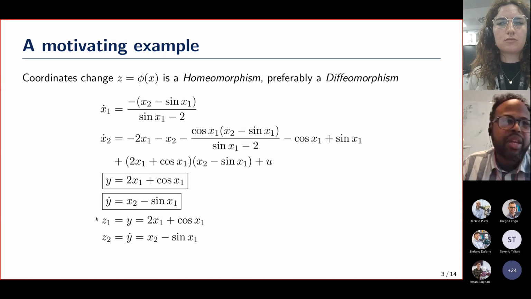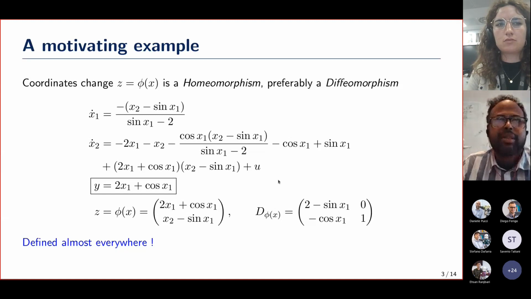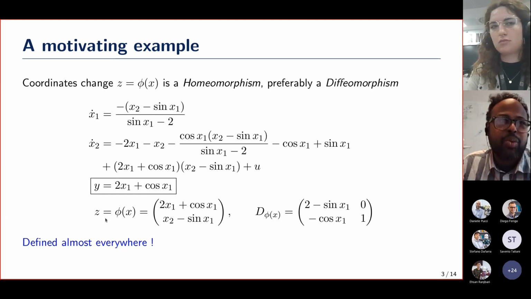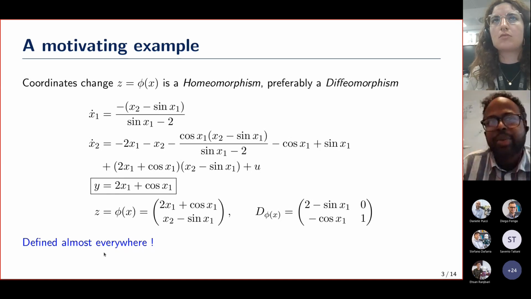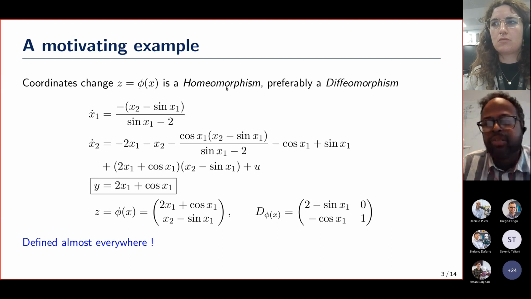And now let's differentiate Z1 and Z2. Before we differentiate, let's call this new variable z, which is a function of x, our new coordinates, and we will differentiate it and write the representation of our system, of our dynamics, in these new variables. But first, we need to verify that this function is actually a coordinate change, that it meets these technical requirements, that it has a continuous inverse, it's a bijection.